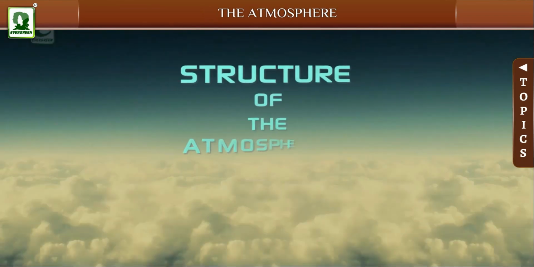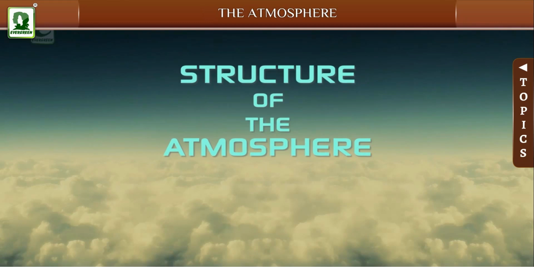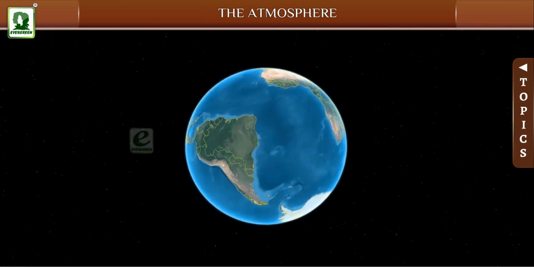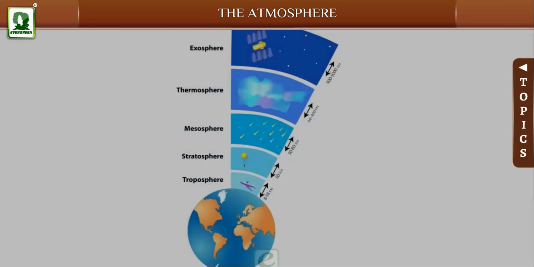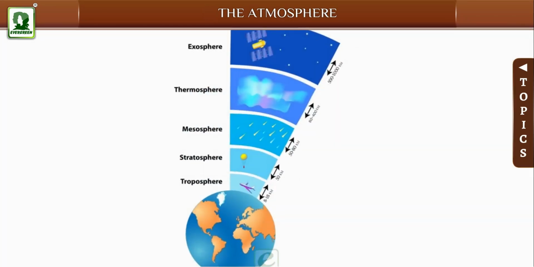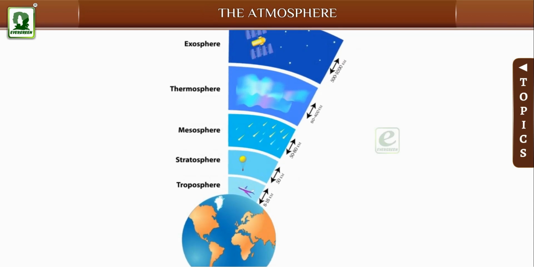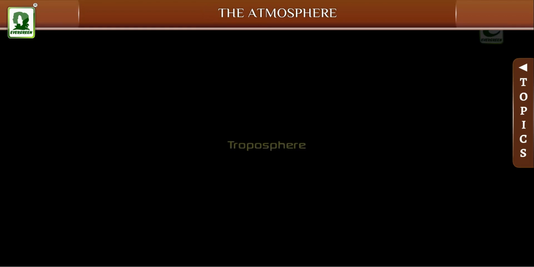Structure of the atmosphere. The atmosphere has been classified into 5 layers based on its composition, properties, and temperature. These layers are: troposphere.